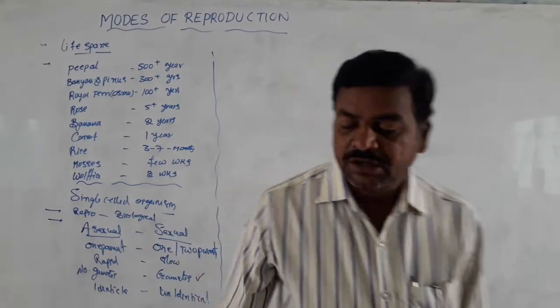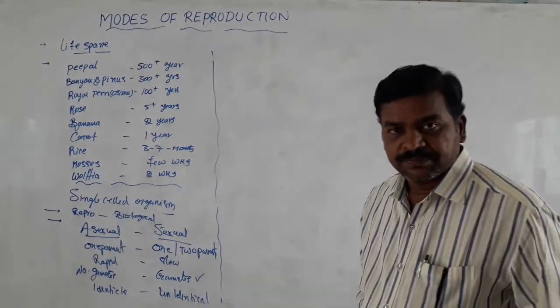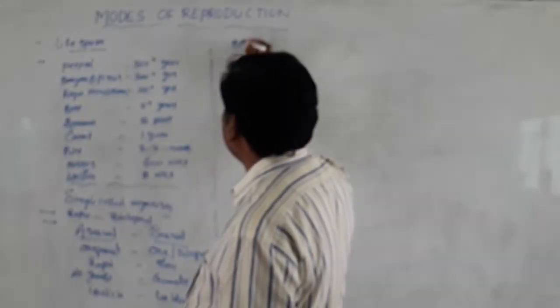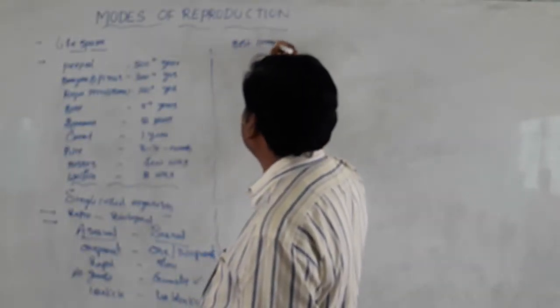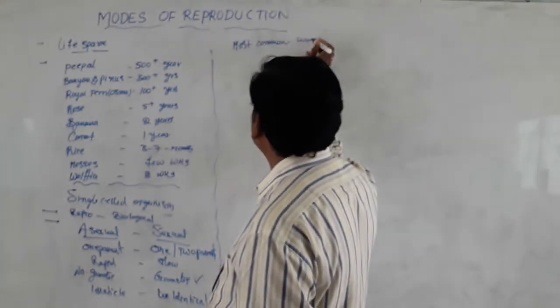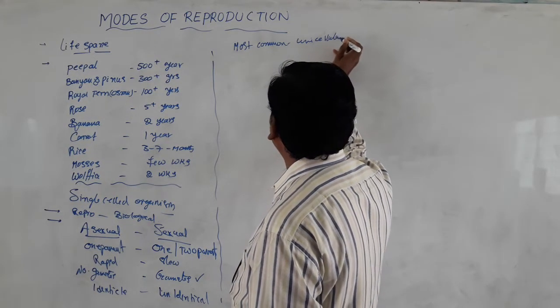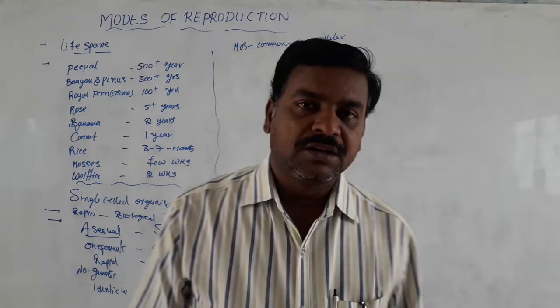Offsprings formed in asexual reproduction are identical, but in sexual reproduction, offsprings are not identical. Now coming to another point, asexual reproduction in organisms. This asexual reproduction is most common in unicellular organisms.